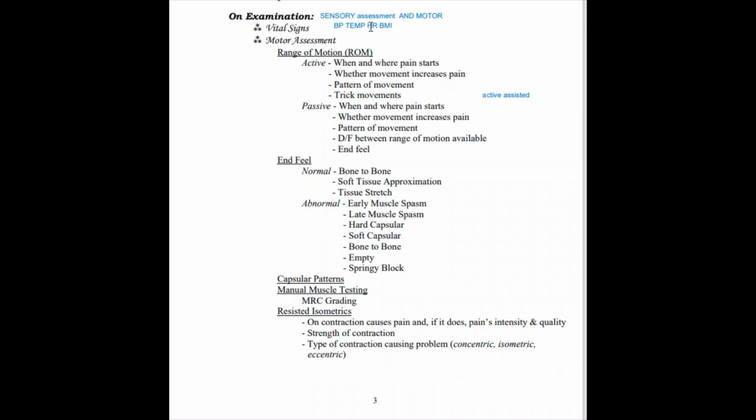Then coming to the motor assessment. Motor assessment includes range of motion and end feel, capsular pattern, manual muscle testing, resisted isometrics. So this is all about the motor assessment.